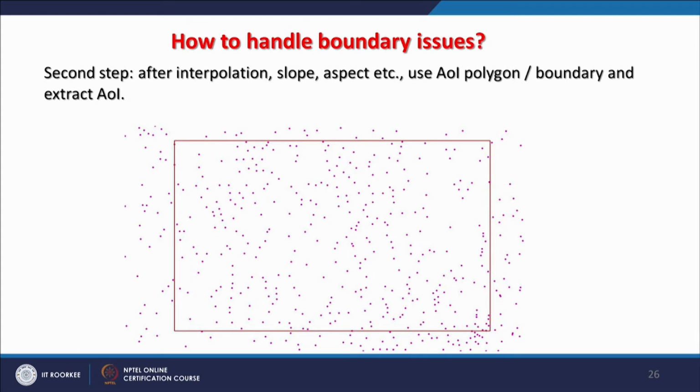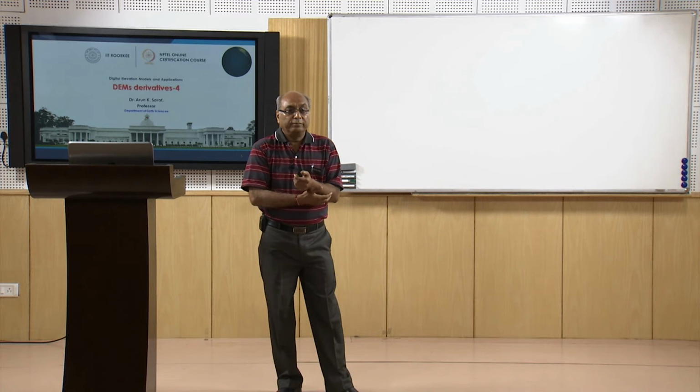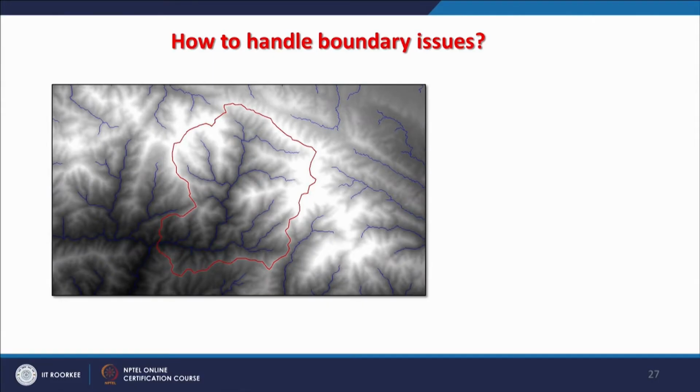It can be derived using this polygon or boundary or exact AOI. So, I can choose at that time for what area I would like to derive this. So, this is the way. The example is shown here, how to handle the boundary issue.